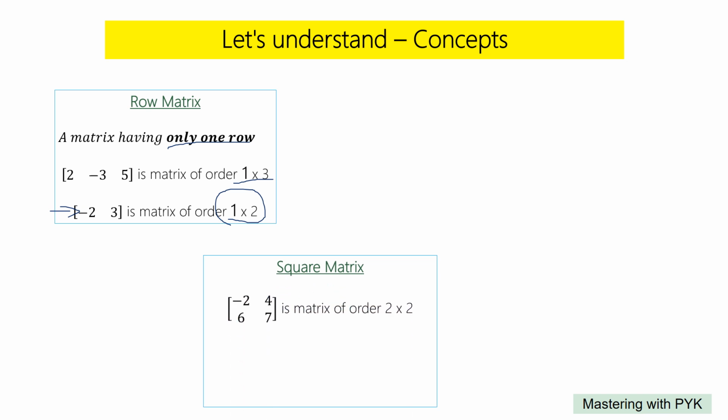A square matrix. How do we define a square matrix? We define a square matrix when the order, meaning M will be equal to N. This means in this matrix we have 2 rows and 2 columns. So M and N are equal. So this is an example of a matrix of order 2 cross 2 and a square type. Similarly, in this we have 3 rows, 3 columns. So the order of the matrix is 3 cross 3.